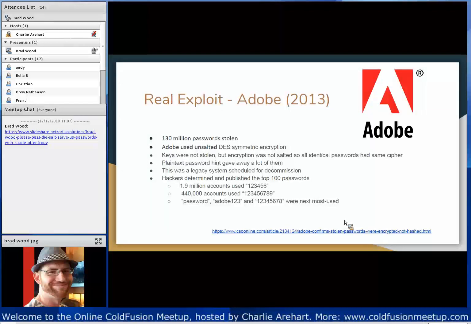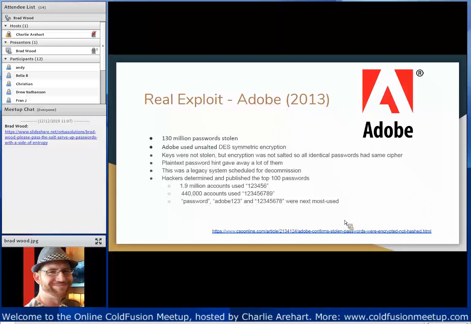So the hackers determined and published, because that's what hackers do, right? They put all your secrets on the internet. They published the top 100 passwords, which was a very interesting list. 1.9 million accounts used, again, 1, 2, 3, 4, 5, 6. About 500,000 people used 1 through 9. Humans are very uncreative, right? And then the next most used ones were the word password, Adobe 1, 2, 3, and then 1 through 8. So it's interesting to see some of the patterns that people use.